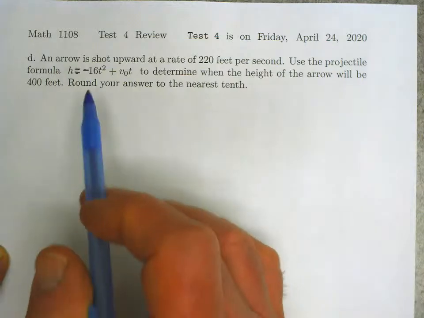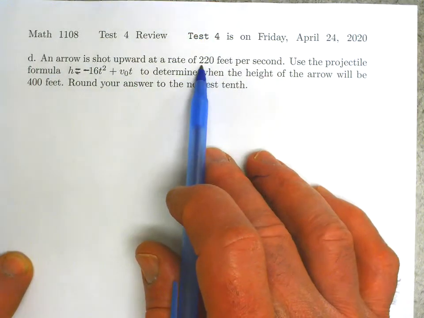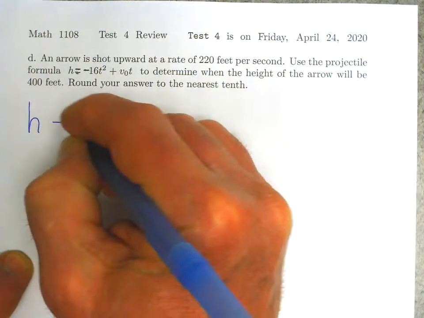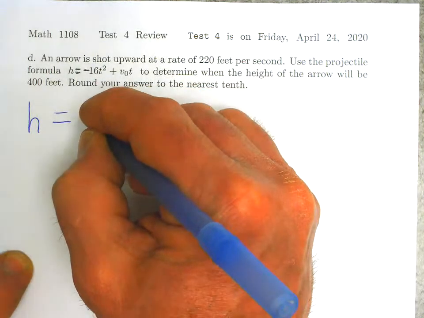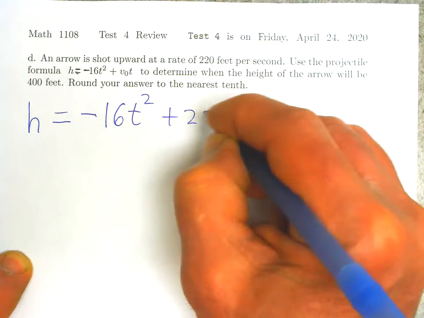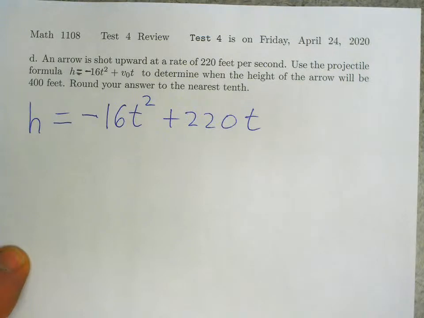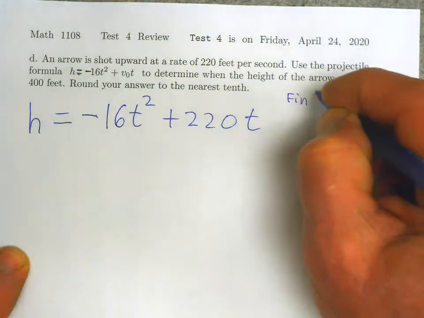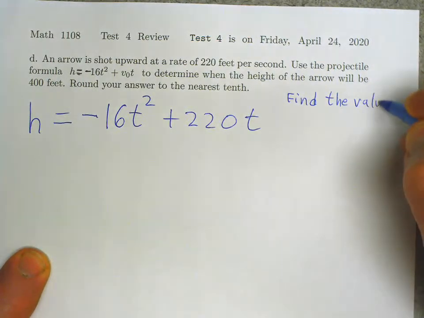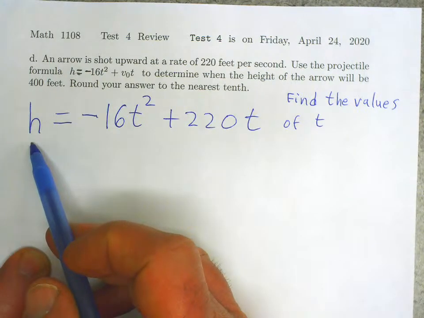Okay, so first let's write the projectile formula with the given initial velocity of 220 feet per second. So the height of the arrow t seconds after being shot upwards is negative 16 times t to the second plus 220 t. So we want to find the values of t when h is 400.